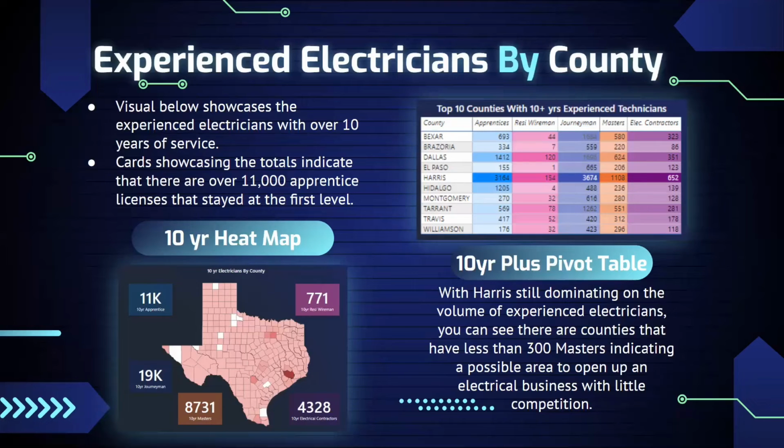Journeyman, that's to be expected, 19,000. So that's kind of where everybody stays at. And then your 8,731 is where the people that want to try and get their own electrical contractors licenses or start their own business move up to the masters. And then electrical contractors, there's plenty more than that, but with 10 years of experience, businesses that have been here longer than 10 years, 4,328.